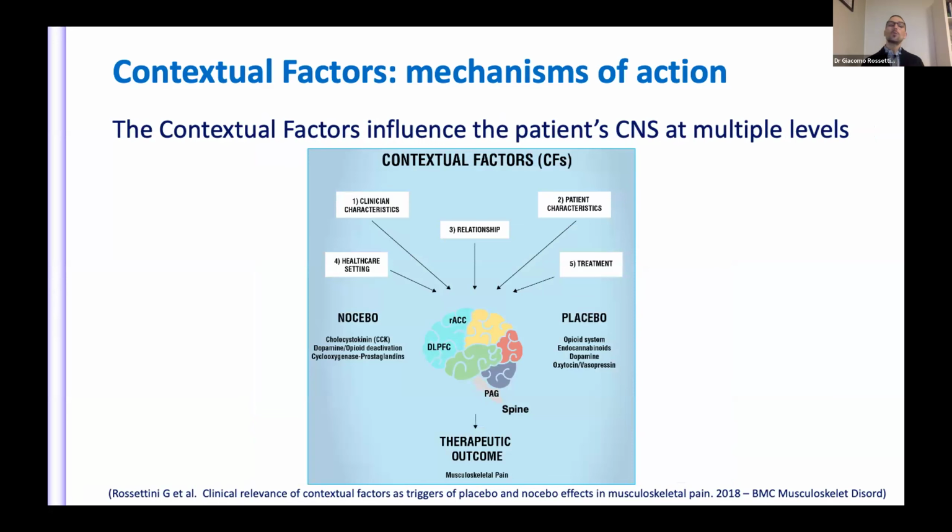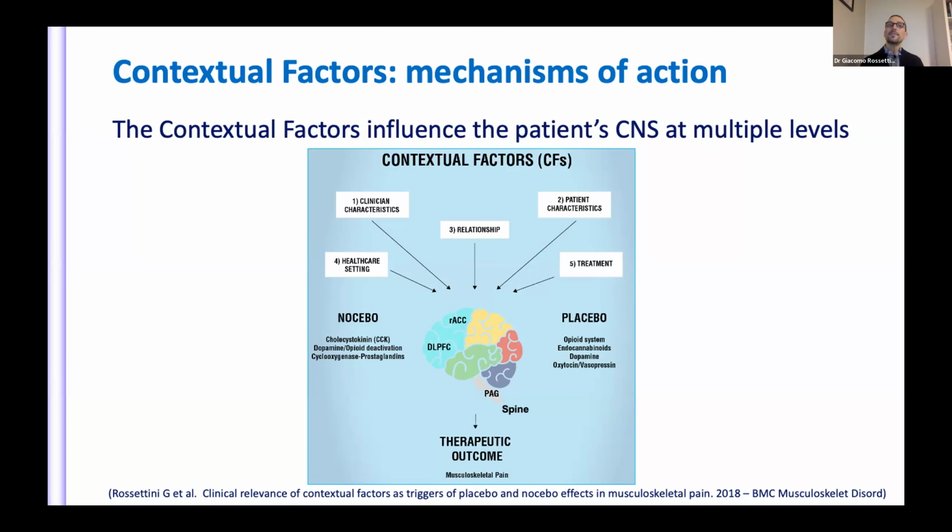Whenever patients interact with the healthcare context, they are always influenced by the five contextual factors. And these elements are encoded by the patient's brain, which interprets them and provides an evaluation and a prediction of their meaning. If the interpretation is positive, placebo effects are triggered. If the interpretation is negative, nocebo effects are stimulated. And these effects are sustained by a cascade of psychoneuroimmunoendocrinological events at multiple levels of the central nervous system in terms of release of neurotransmitters.